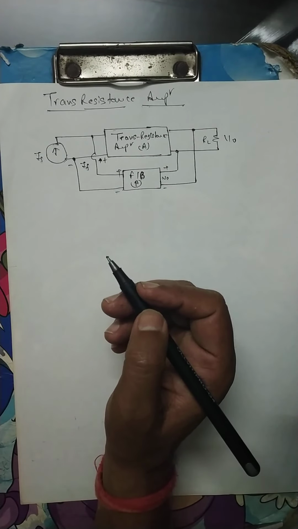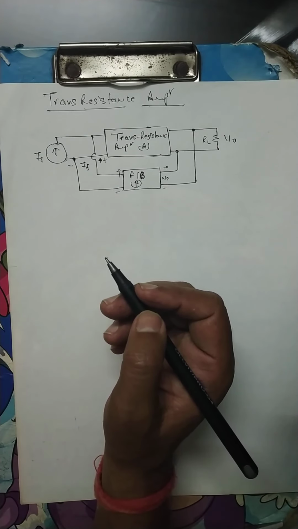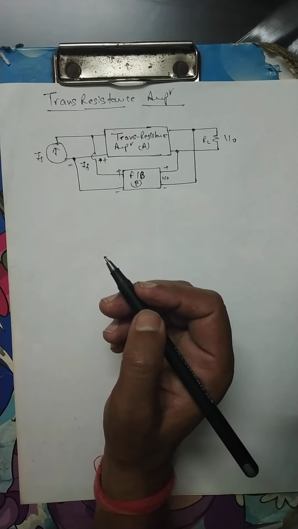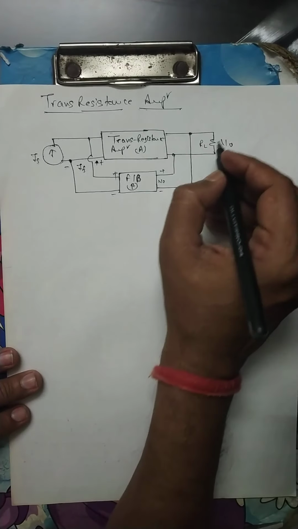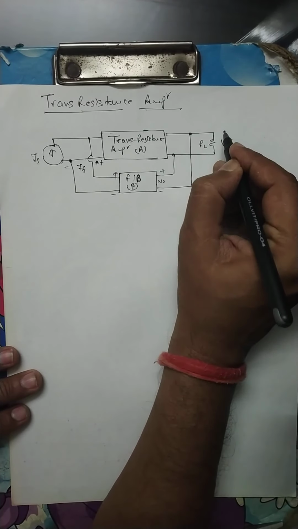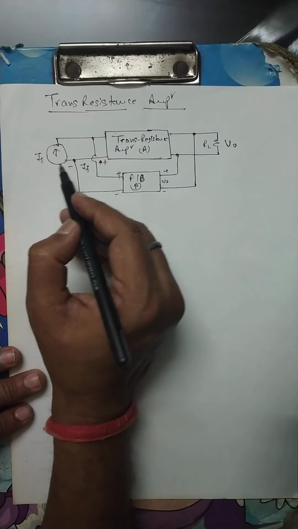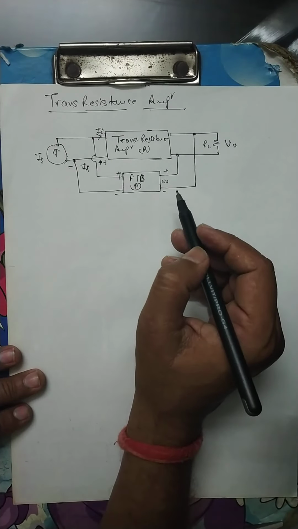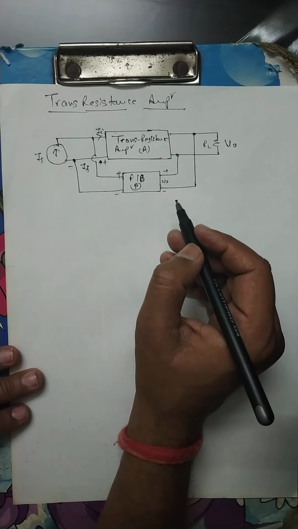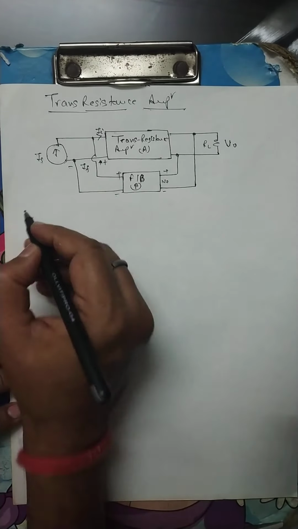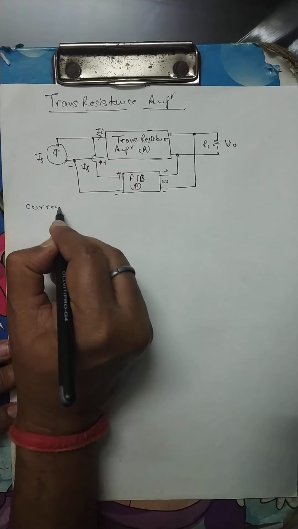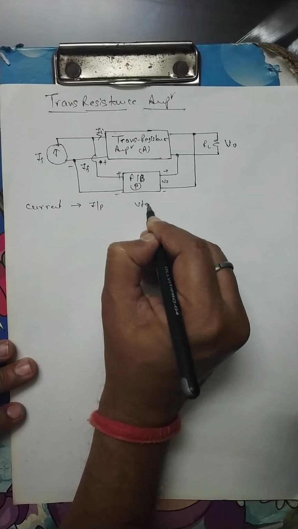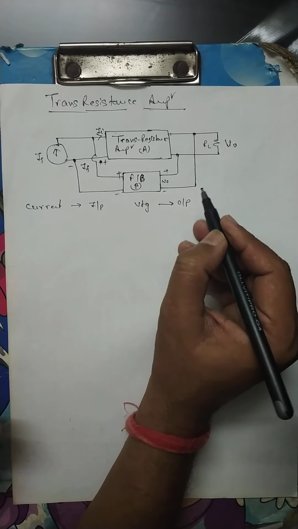Today I shall explain about the transresistance amplifier in feedback. So what is a transresistance amplifier? It is a circuit in which the output parameter is a voltage whereas the input parameter is the current, and it is known as the transresistance amplifier. This is the circuit in which the current is at input whereas the voltage is at output.